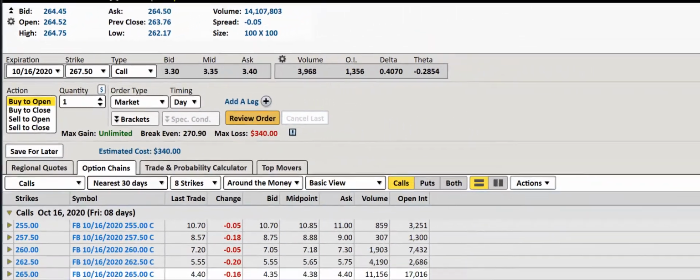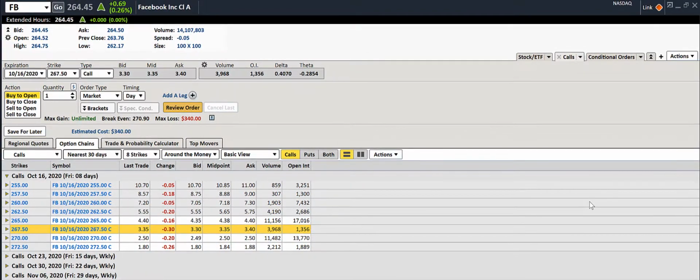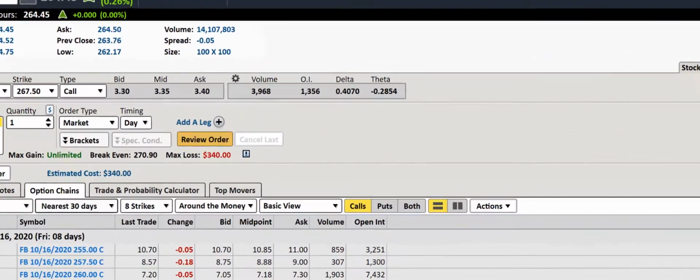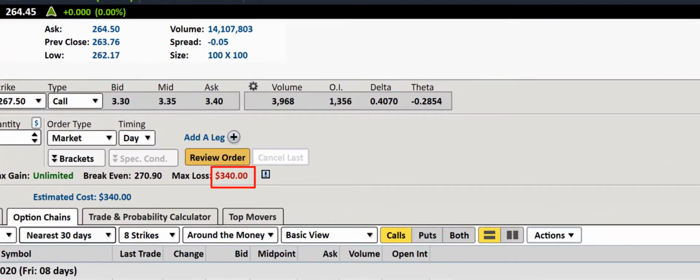Each contract has 100 options, so essentially if you buy a contract which will expire on October 16th to buy the stock at 267.50, then you're essentially buying 100 options. So it's going to be 100 stocks if you decide to exercise that. And in this case, it will cost you $340, which is the 3.40 times the 100 options within one contract.